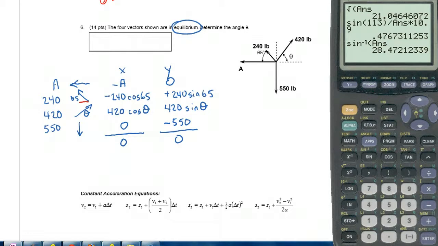If I want to solve for theta, I can do it from this second equation right here, because there's only theta. A does not appear in that one. So basically we're solving for theta by looking at the components in the y direction. I would use my solver for this one, so I'm going to write out what I'm going to plug into my solver.